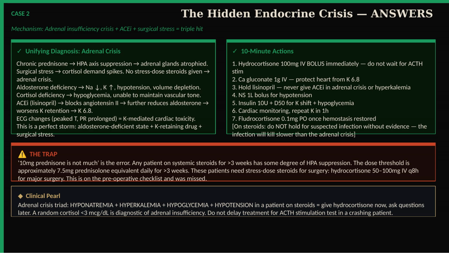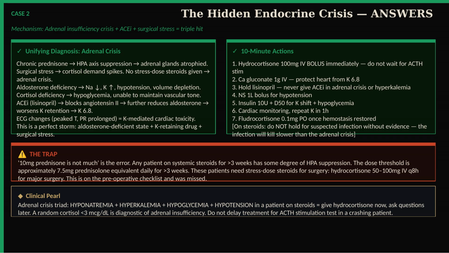And the lisinopril is pouring fuel on the fire. By blocking angiotensin II, it further drops aldosterone and worsens potassium retention, pushing it to 6.8. The peaked T waves and long PR are that potassium hitting the heart. It's a perfect storm: an aldosterone-deficient state, plus a potassium-retaining drug, plus surgical stress.